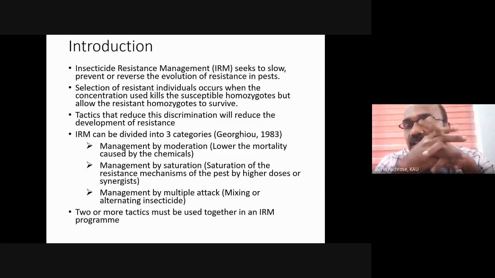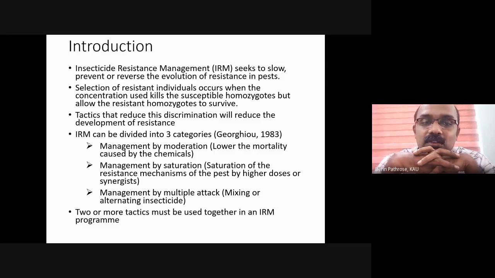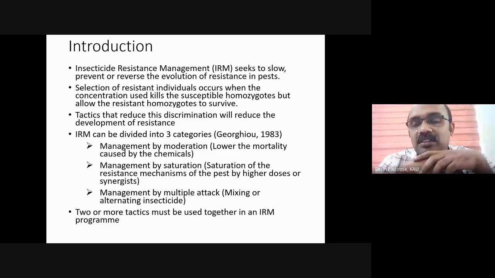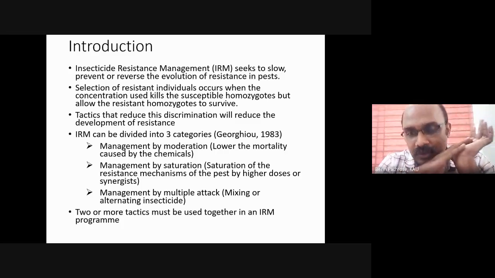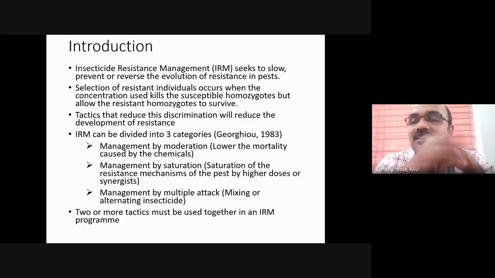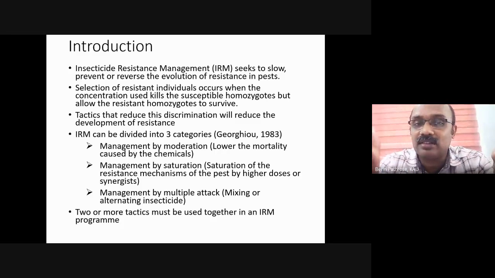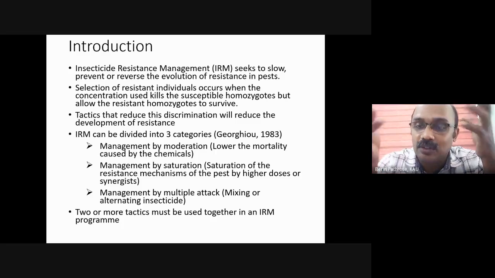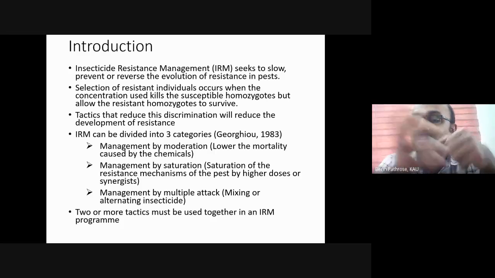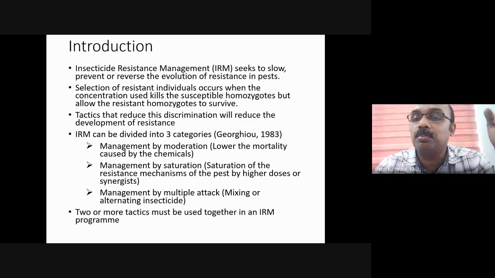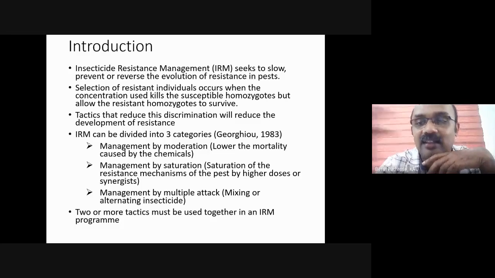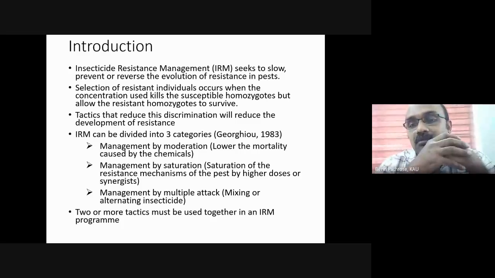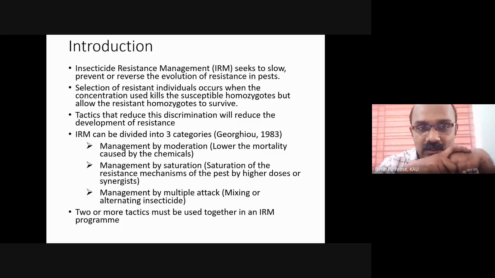So this selection of resistant individuals occurs when we use a pesticide dose, it will kill all the susceptible individuals, and only the resistant individuals remain. That is when the resistance develops. So if we withdraw the pesticide, it has a chance to mate with susceptible individuals from the unsprayed areas, untreated areas. That's how we can reverse the development of resistance.